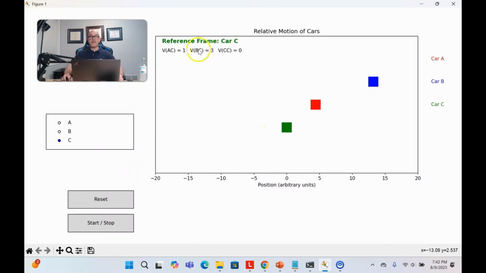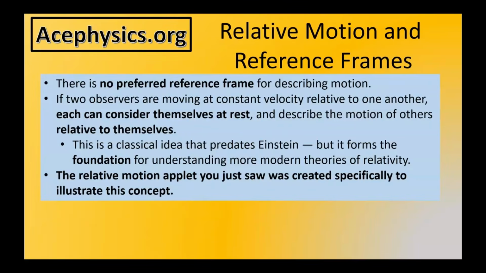The velocity of car B relative to car C is 3 meters per second. And the velocity of car A relative to car C is 1 meter per second. Here are some key points I want you to understand before moving on with this lesson. There's no preferred reference frame for describing motion.